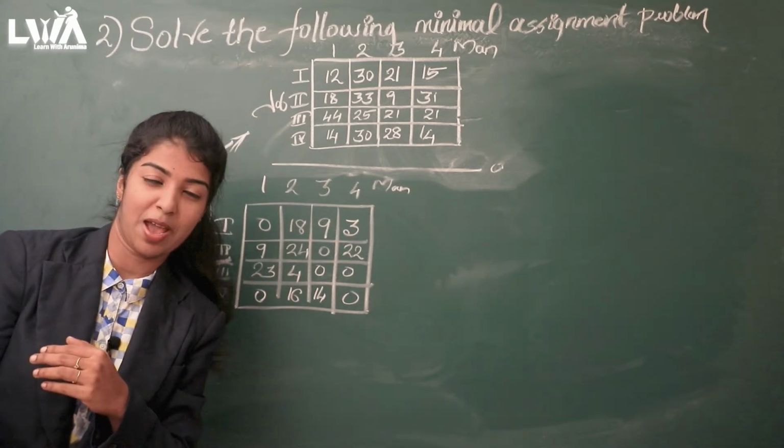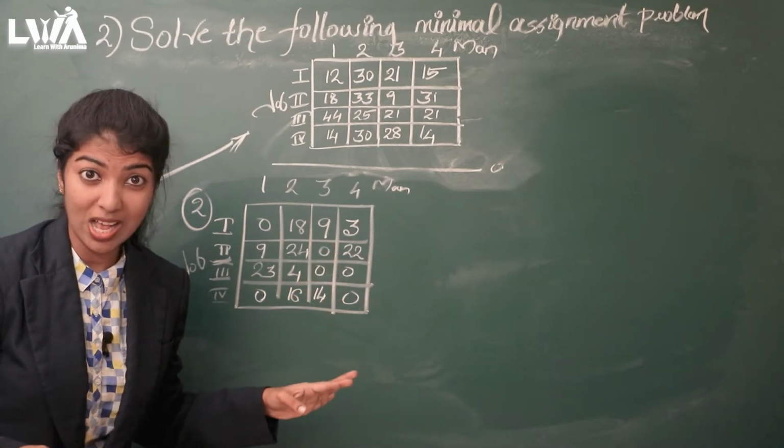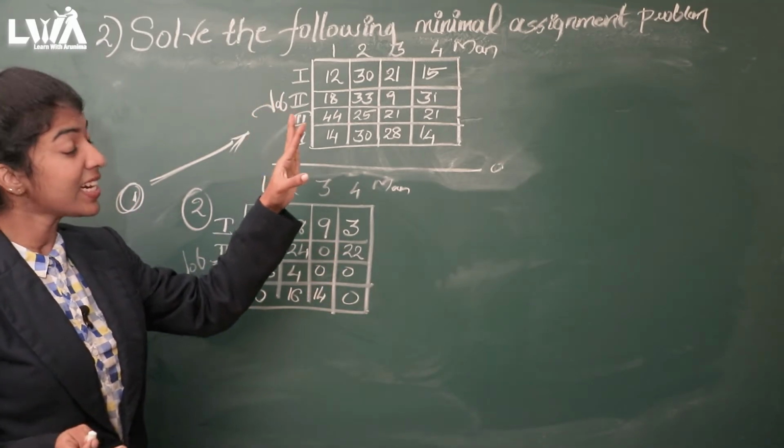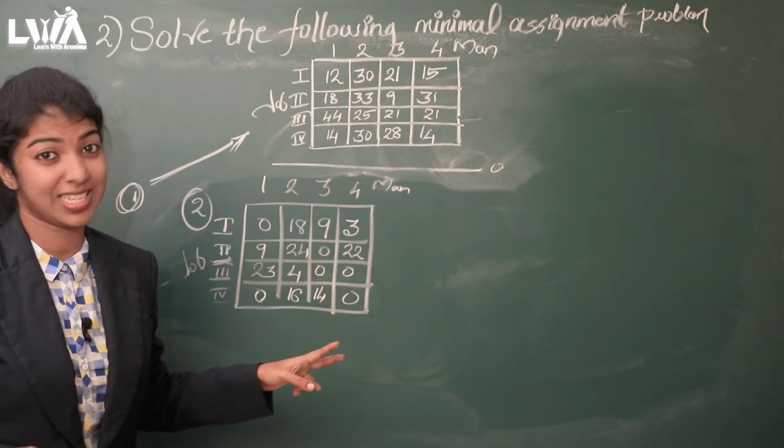This is the first step. From each row, we have identified the lowest element and the other elements are subtracted from the lowest element. This is the first step.